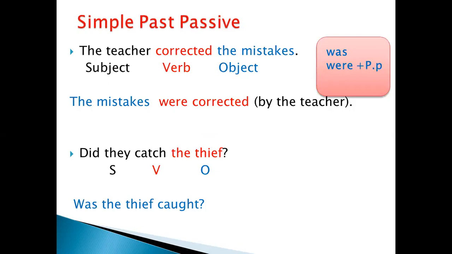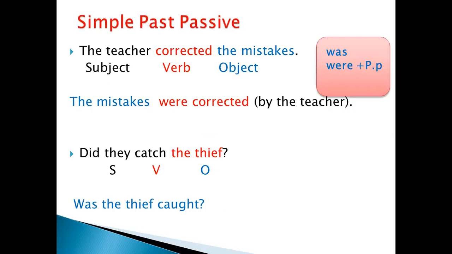Let's have it in question form. Did they catch the thief? Be with me. Step number one. Who can say? What is the subject? They. What is the verb? Catch. Where is the object? The thief.